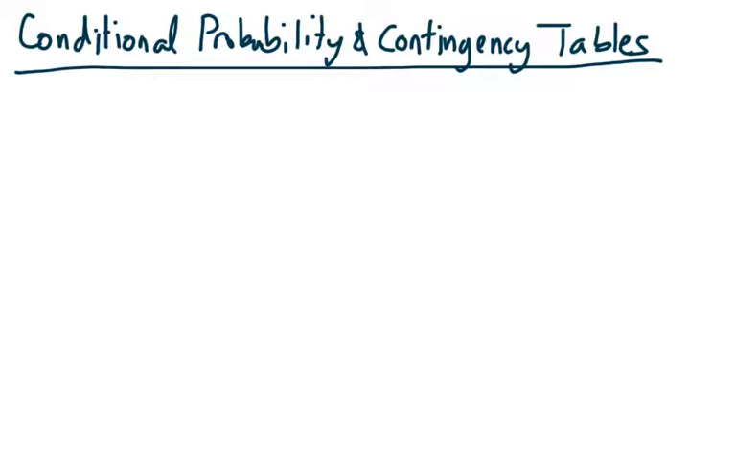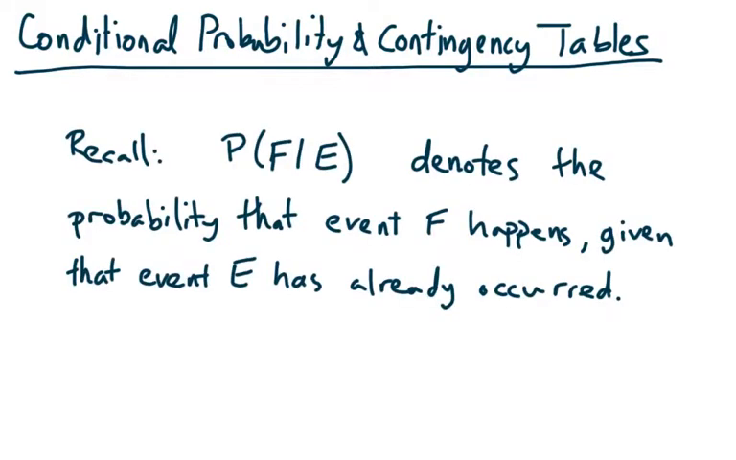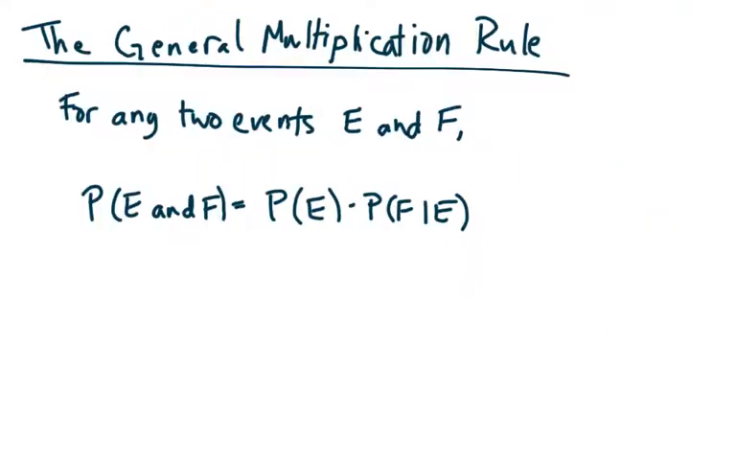It's probability day at the math studios. We're going to do conditional probability and contingency tables specifically. So what is conditional probability? Remember from before when we talked about conditional probability, this notation, P of F given E, denotes the probability that event F happens, assuming that event E has already occurred. So this is not just the probability of F, it's assuming that E has happened. In the universe where event E has occurred, what is the probability of F?